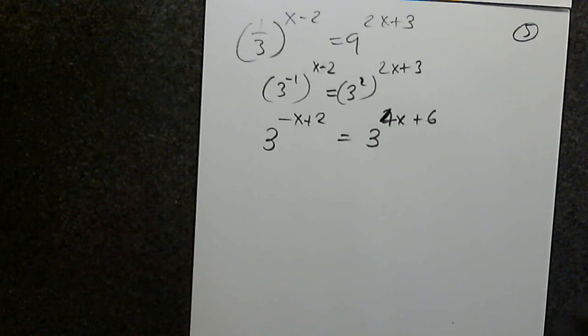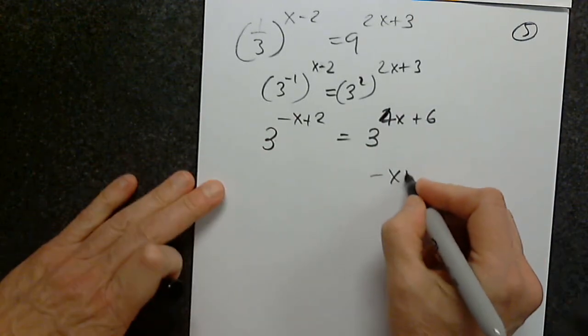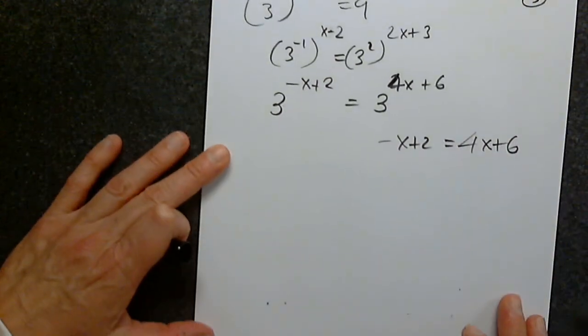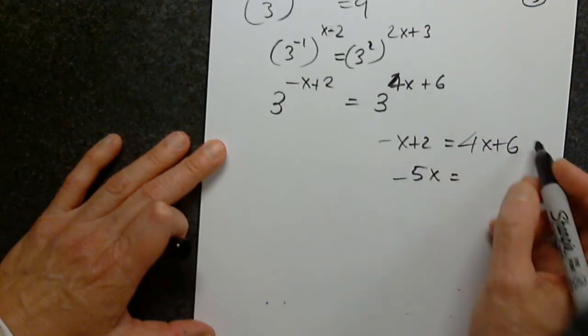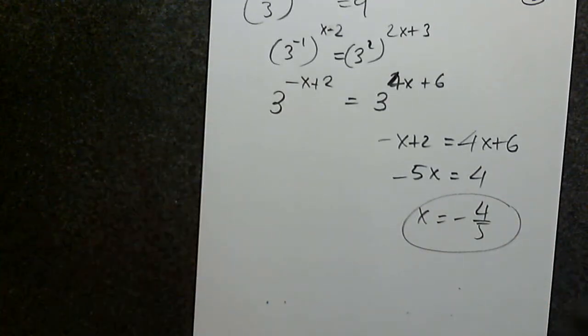Good. So because the exponential function is 1 to 1, if two numbers are equal and they have the same base, what must happen? I agree. Very good. Awesome. That's the answer. So I will move 4x, and I get negative 5x. I will move 2, and I get 4, so x equals negative 4/5. Do I have to check? No, unless you want to.